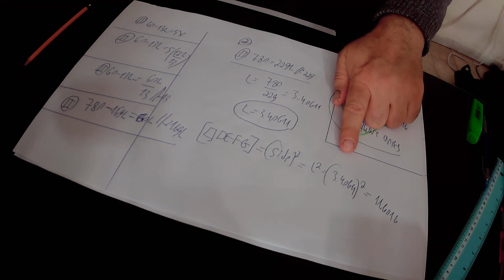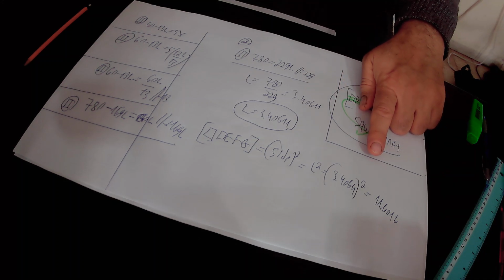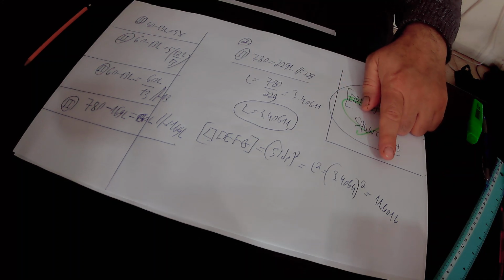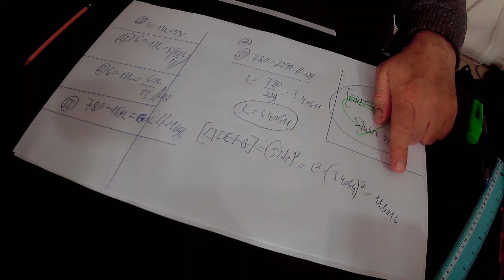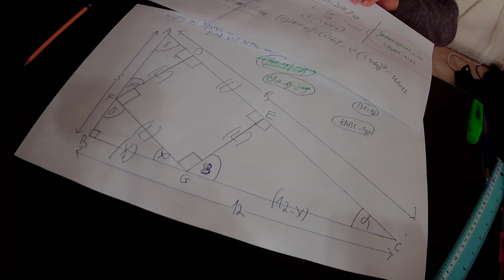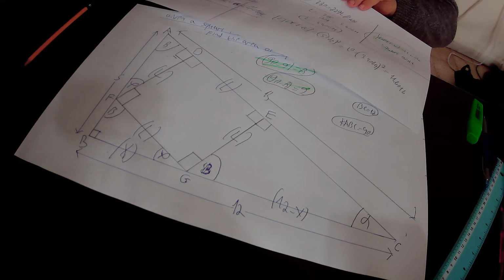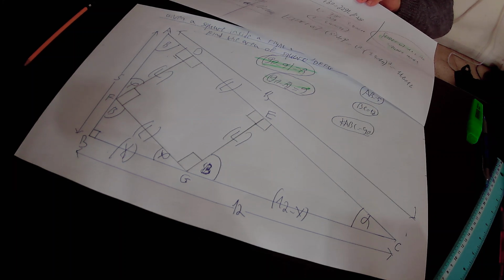L equals 3.40611, and therefore L squared equals 3.40611 squared. And 3.40611 squared equals 11.6. In conclusion, the area of this square DEFG equals 11.6016 square units. Okay, thank you very much.